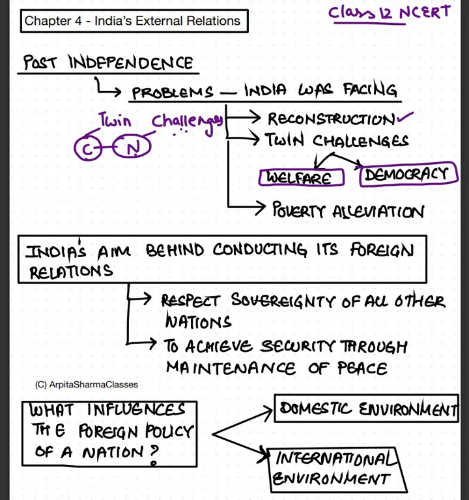So here another challenge was poverty alleviation. So to remove poverty, to maintain welfare of the people, to establish strong democracy and to reconstruct the nation were the problems that India was facing post independence. This is how a flow chart is made when you study a book. जब आप कोई किताब पढ़ते हो और आपको नोट्स बनाने होते हैं तो इस तरीके से फ्लो चार्ट्स बनते हैं. The entire paragraph has been summed up in just flow chart manner, in this flow chart construct.